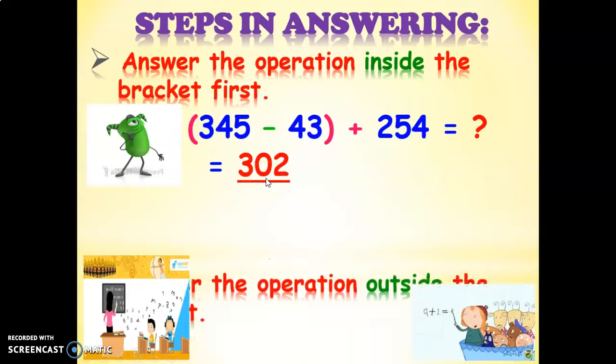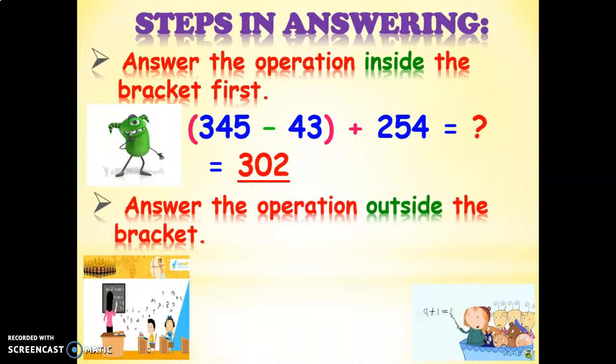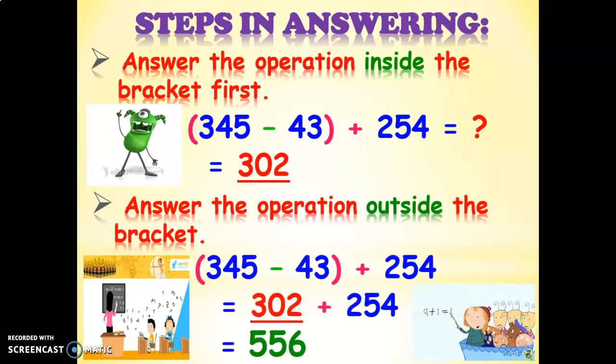Step number 2 is to answer the operation outside the bracket. Since we now know the answer for the operation inside the bracket is 302, we can proceed by answering the operation outside the bracket. So we have 302 plus 254. The answer is 556.